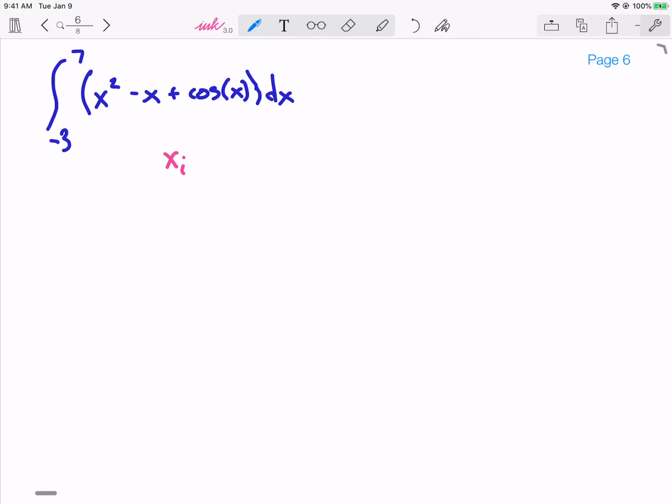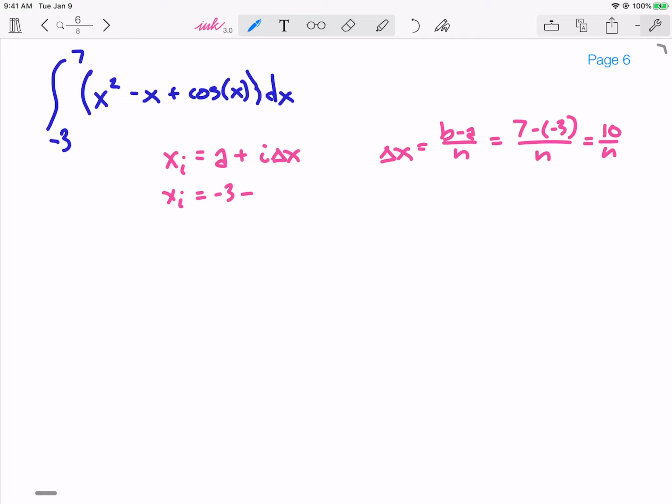So x sub i, recall, is equal to a plus i times delta x, or delta x times i. Multiplication is commutative. And delta x is equal to b minus a over n, which is simply 7 minus -3 over n. So that gives me 10 over n, which, plugging that in down here to x sub i, gives me -3 plus 10i over n. So I'm just multiplying 10 over n times i. I can throw that i on top in the numerator as well.